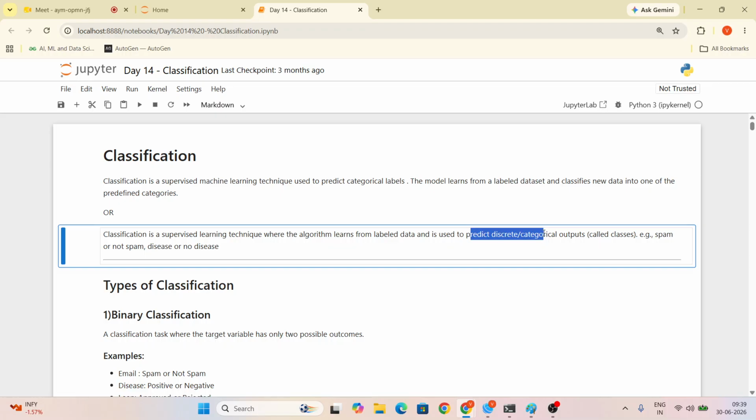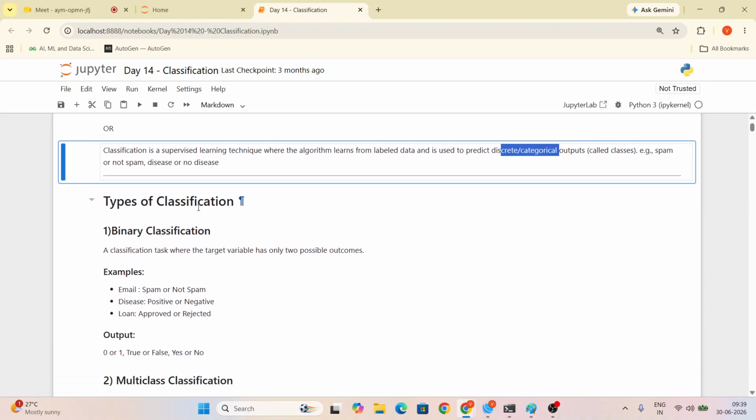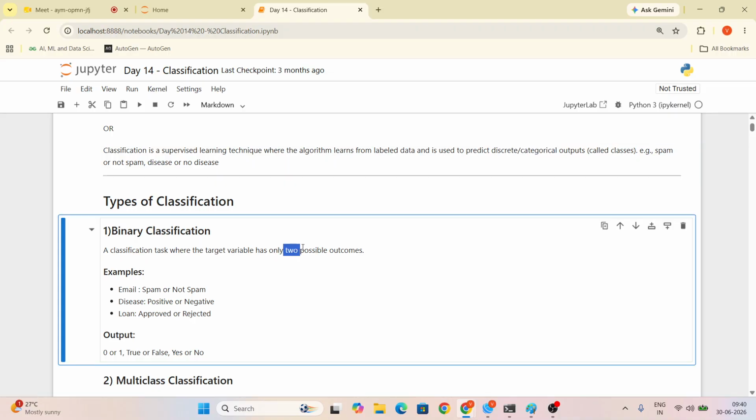To predict the discrete or categorical outputs, it has three names: discrete, categorical, and class. Example: spam or not spam, and another example is disease or no disease. Now see the types of classification. Binary classification has only two possible outcomes. One is spam, another is not spam, and positive or negative, approved and rejected. Depends on the problem, guys.